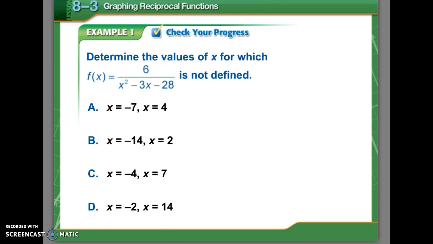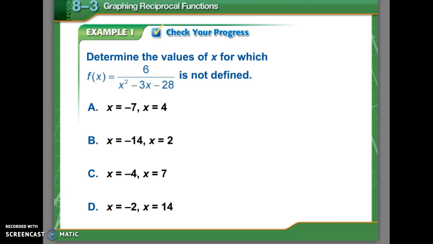Okay, check your progress, pause the video, and you have your answer. Go on to the next screen. And our answer this time is choice C.